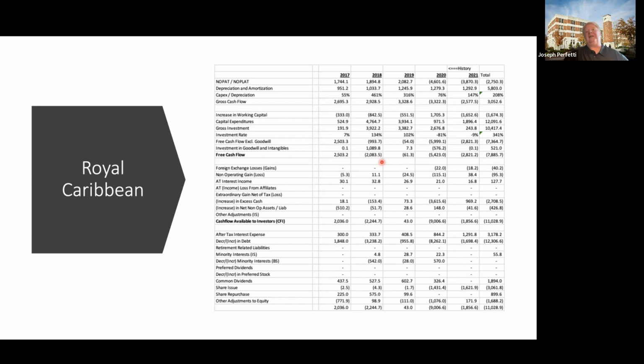Royal Caribbean was building even bigger, more expensive, more luxurious ships. And these ships cost a lot of money. And as they were putting them into place, lots of money was being spent on CapEx, more than 100% investment rate. In COVID, situation shifted. The CapEx plummeted. 2020, they only spent $971 million on CapEx, but they started losing money in the income statement. They had negative $3.3 billion of gross cash flow, which led to negative $5 billion of free cash flow.